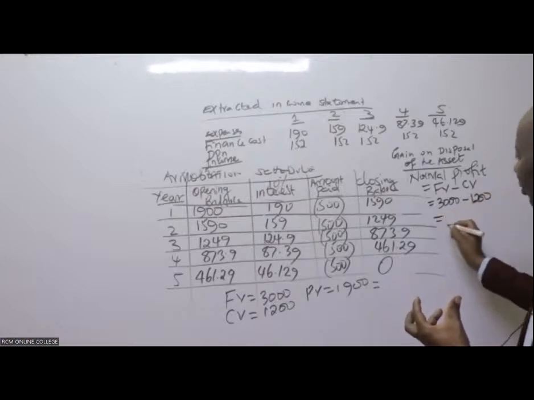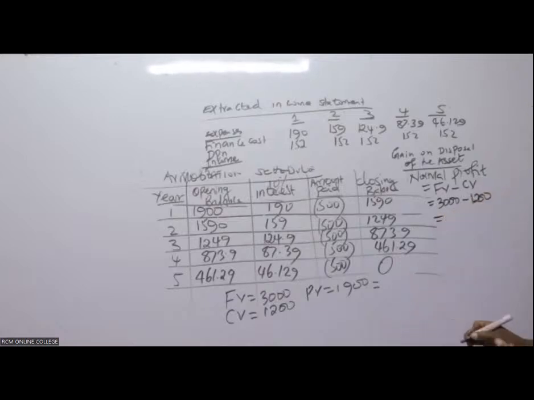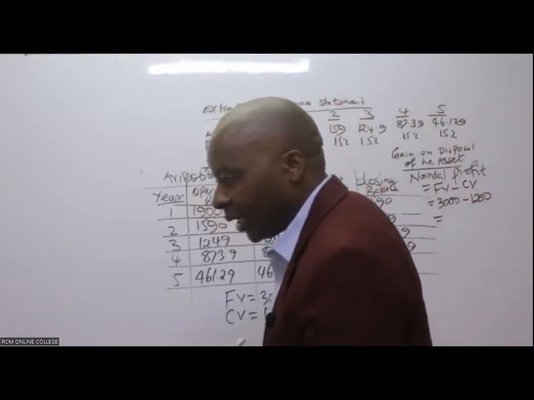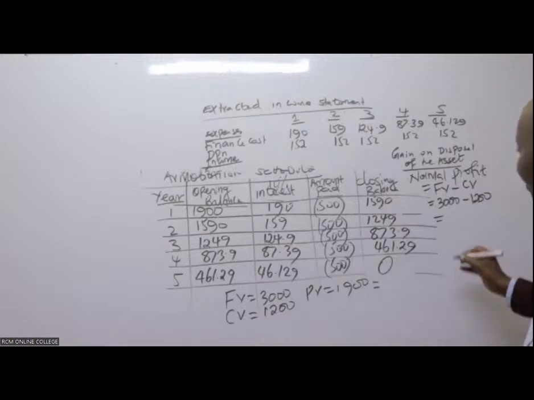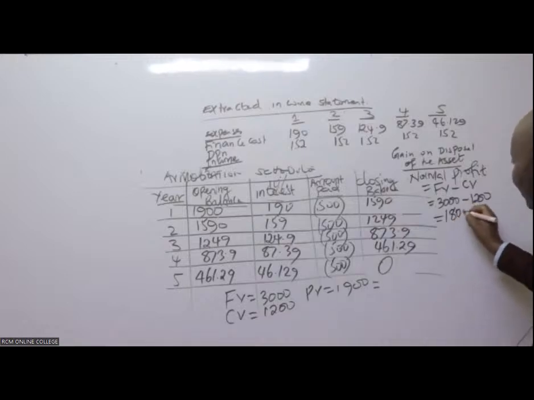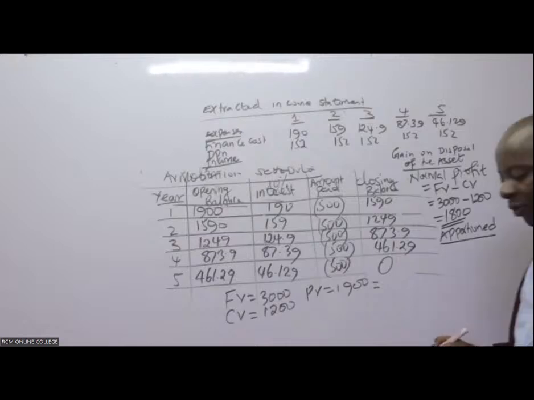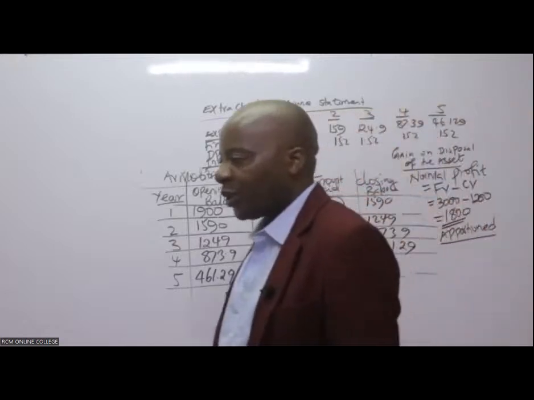Is there anybody who is able to see the normal profit? Grace is telling me there is a figure of 1,800. But now remember that this 1,800 must always be apportioned. Is there somebody who is able to remember what criteria I am going to use to apportion?